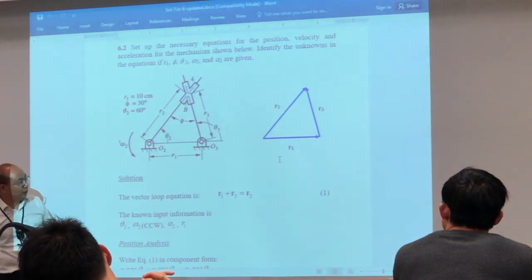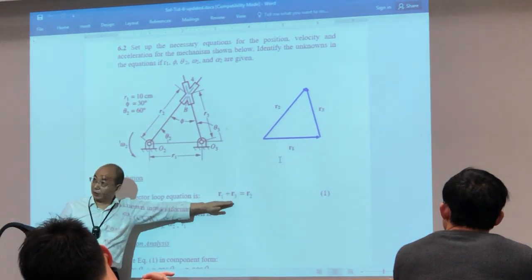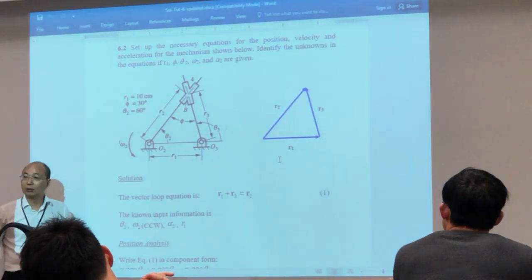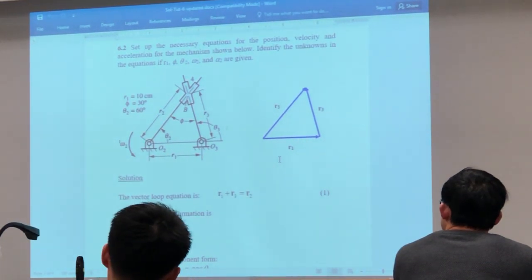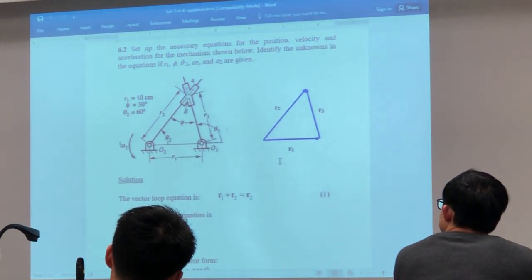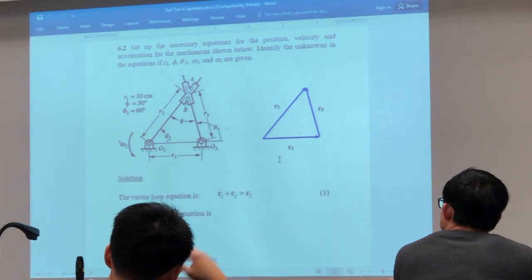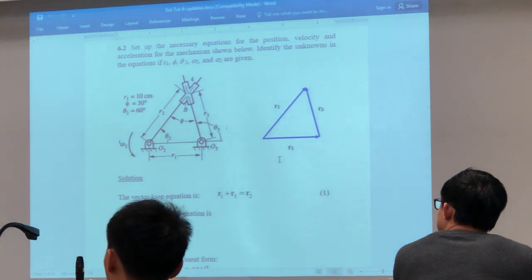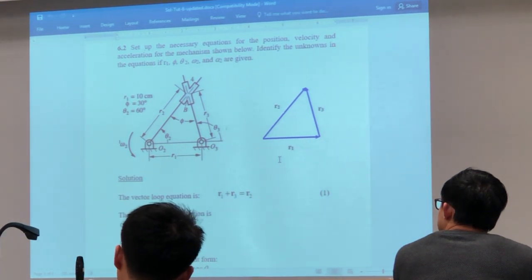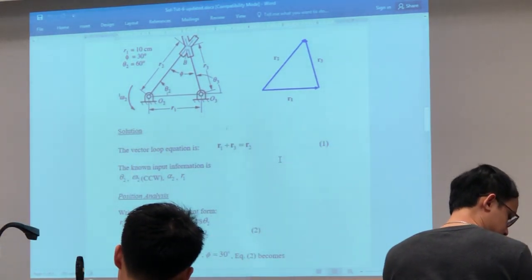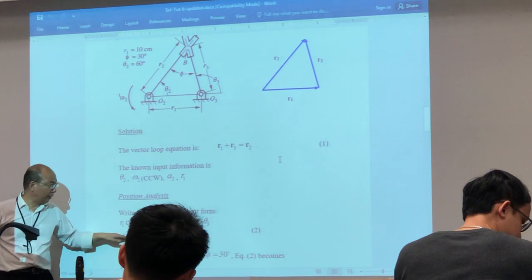So this is a vector equation. Then you resolve this into x components, y components. What is the x component? R1 cosine theta 1 plus R3 cosine theta 3 equal to R2 cosine theta 2. Always x cosine, y sine. You follow this convention. So if you follow that, then at the end, you will have this x components equation, y components equation.